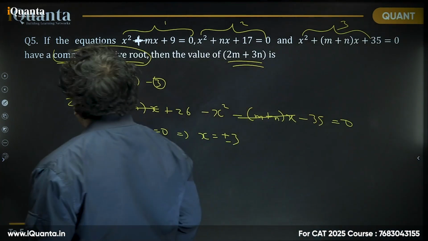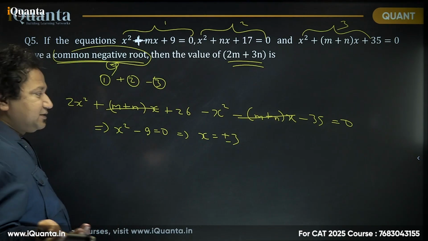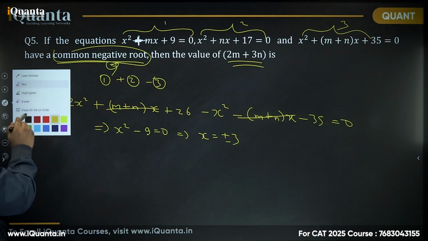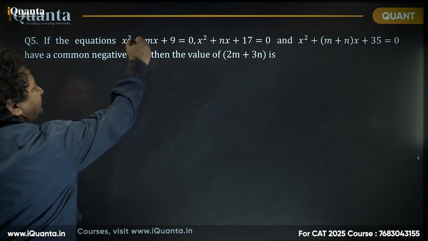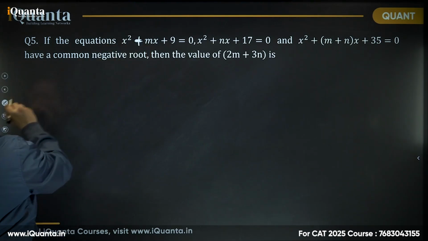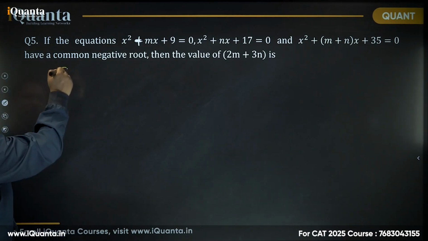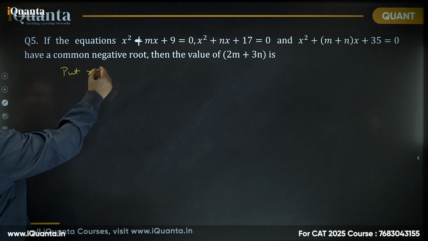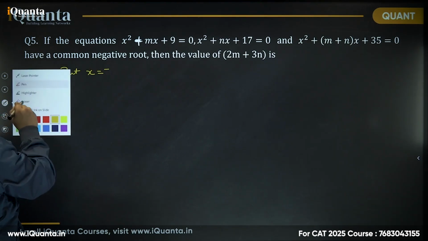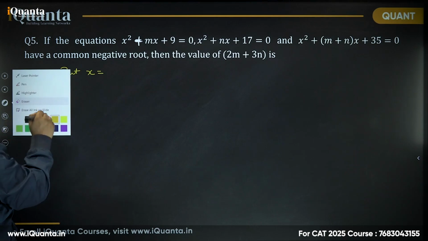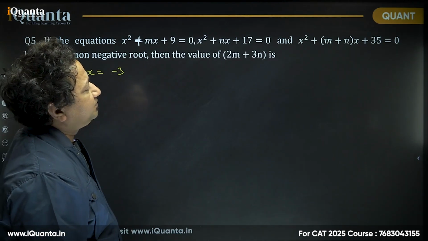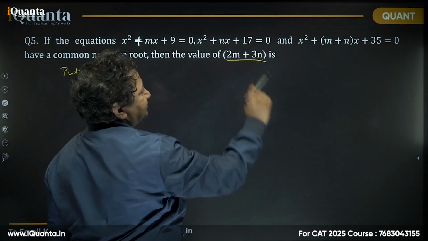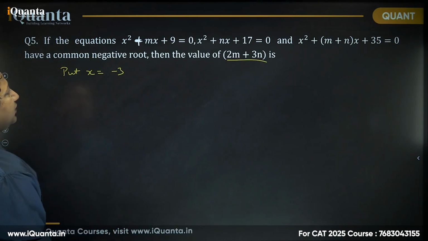So now we have the value of the common root, which is -3. I can put -3 in all these equations. So I'll put x equal to -3, and that is how I'll be able to calculate the relevant values of m and n, and that will be my answer. Okay, cool. So let's do it.